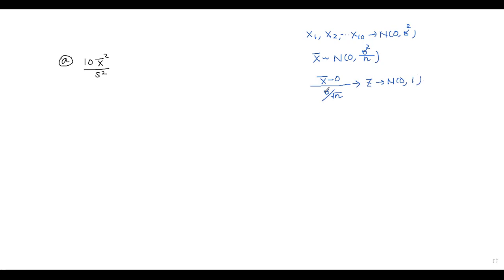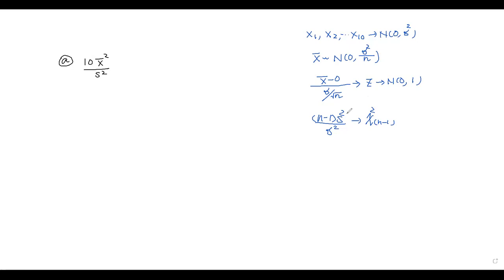The next property, a very common distribution when we talk about sampling distributions, is for the sample variance. We know n minus 1 times S square over sigma square, we have proved this before, will be chi-square with n minus 1 degrees of freedom. Those are the two very fundamental properties we apply here.